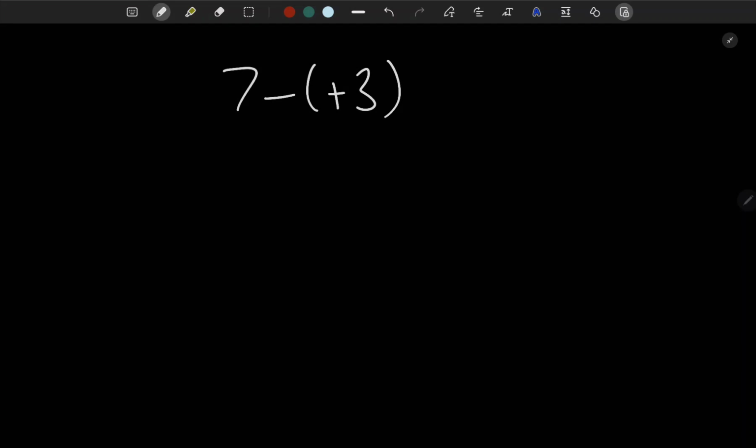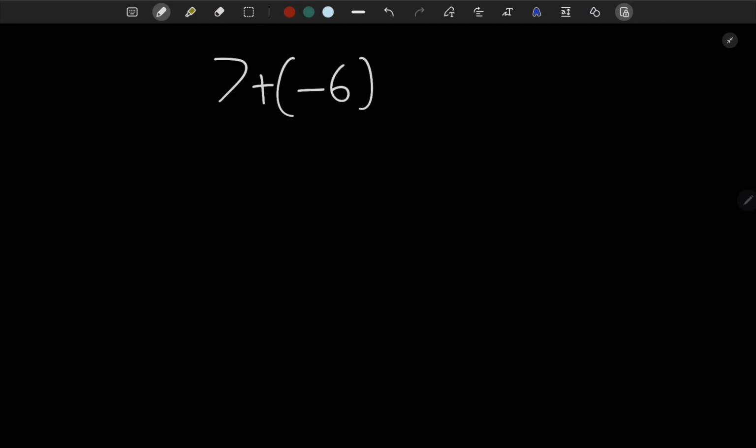So in this example, we have 7 minus plus 3. So again, the minus sign is going to be more dominant and take over. So we can just remove this plus here. And now all we're left with is 7 minus 3, which is equal to 4.